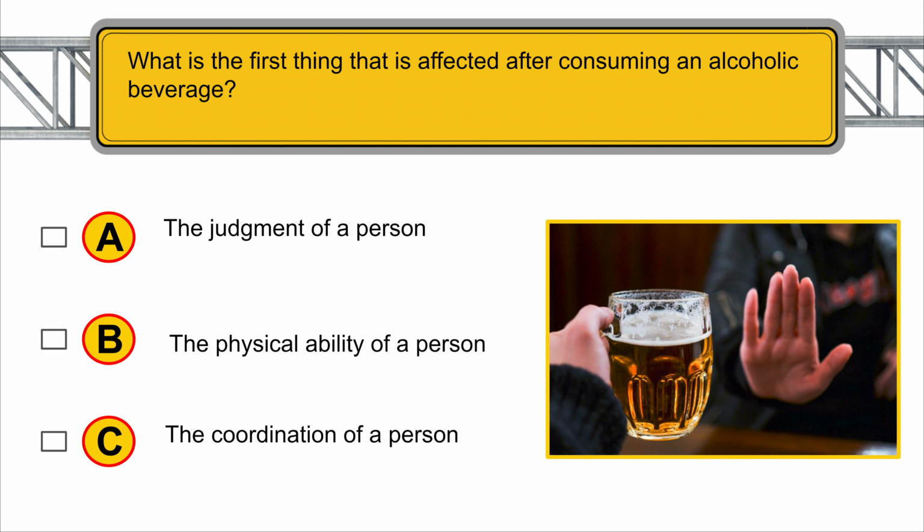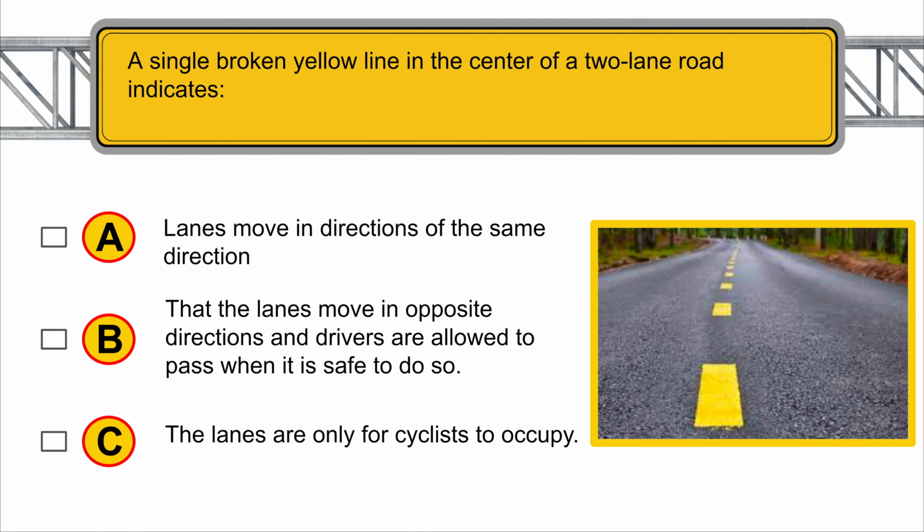What is the first thing that is affected after consuming an alcohol beverage? The judgment of a person. A single broken yellow line in the center of a two-lane road indicates that the lanes move in opposite directions and drivers are allowed to pass when it is safe to do so.